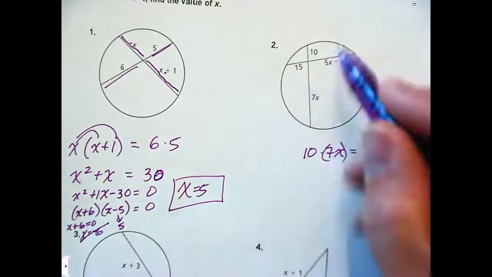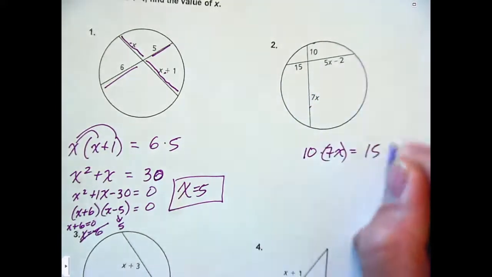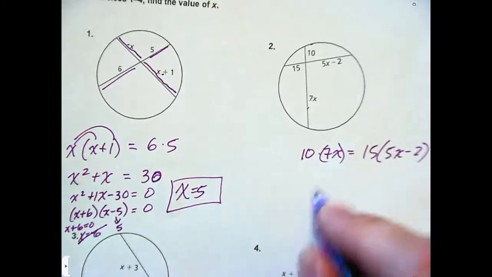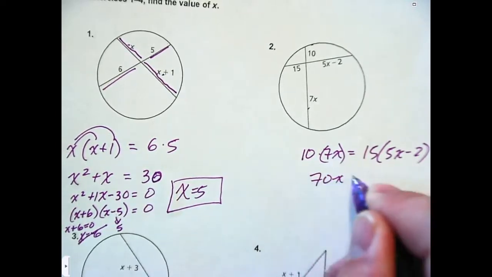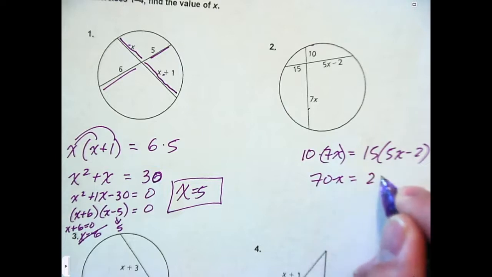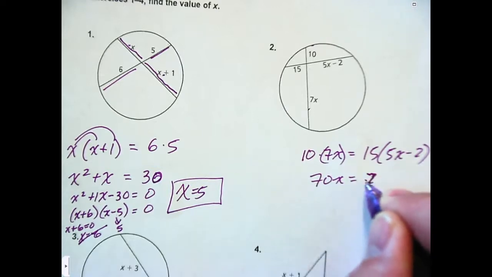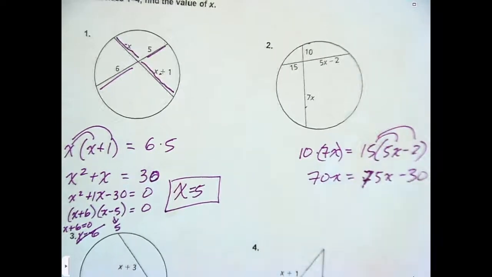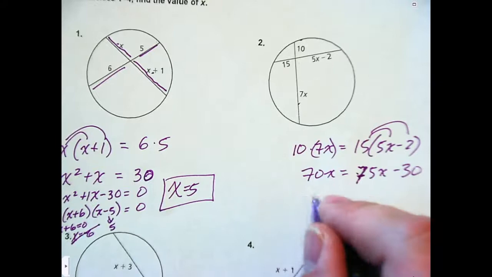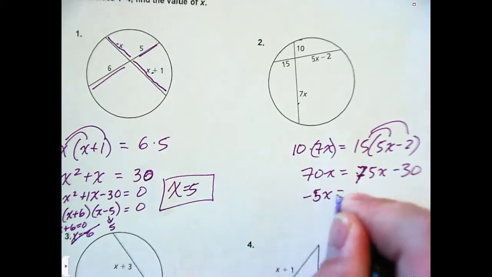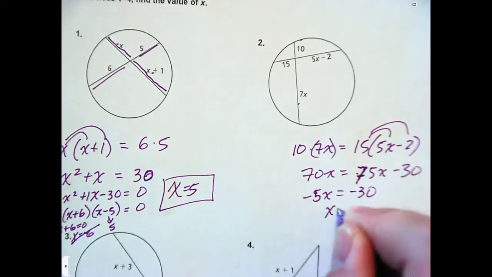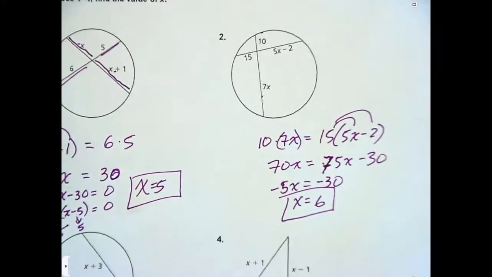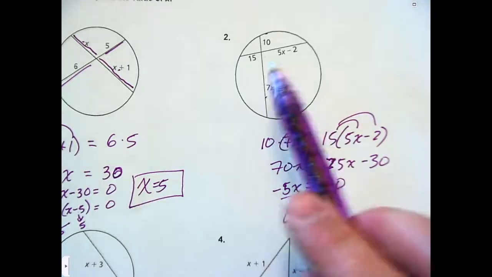10 times 7x and 15 times 5x minus 2. Do we have to factor this one? Nope. It's 70x equals 75x minus 30. Subtract our 75 over, we get negative 5x is equal to negative 30. So x is 6. And once again, you can check it. Should work out.